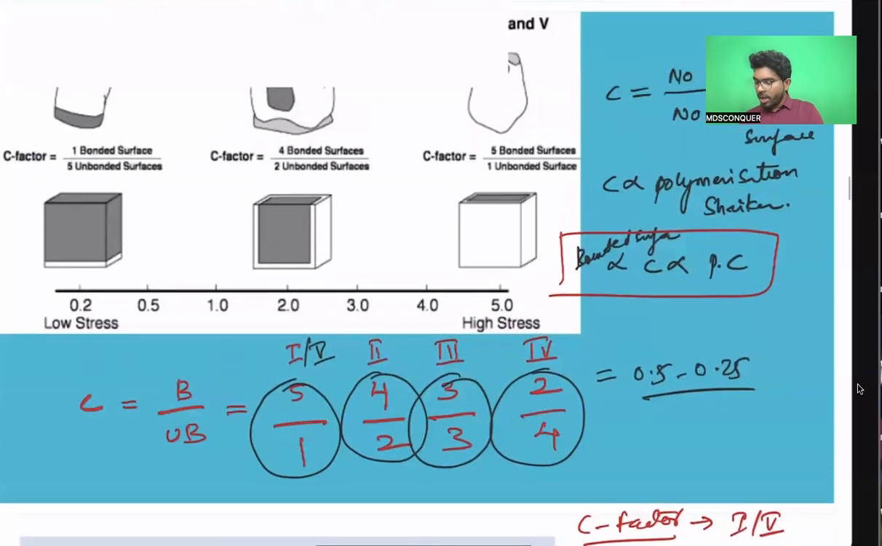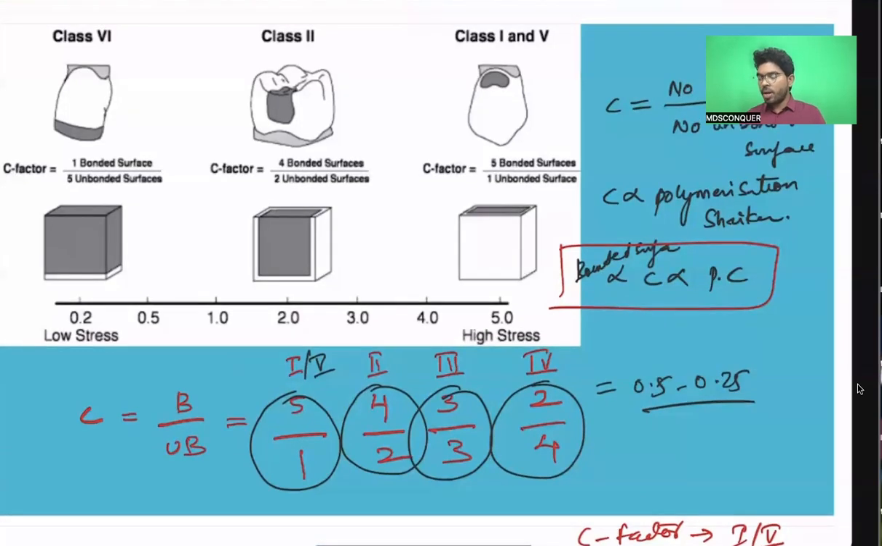Clear? So point number 1, C factor is equal to number of bonded surfaces by number of unbonded surfaces. C factor is directly proportional to polymerization shrinkage. So as the number of bonded surfaces increases, C factor increases, by which the polymerization shrinkage increases. So our goal is to decrease the C factor.